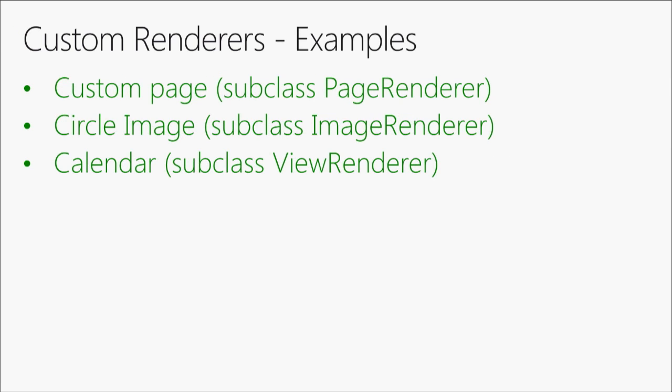So, some examples of things you can do with renderers. You can make a custom page. I saw a custom login, a control that is a login page that has everything you need for login. That would subclass a page renderer. And then something like a circle image, which we're going to look at right now, subclasses the image renderer. And you might want to do something like a calendar that would subclass the view renderer.